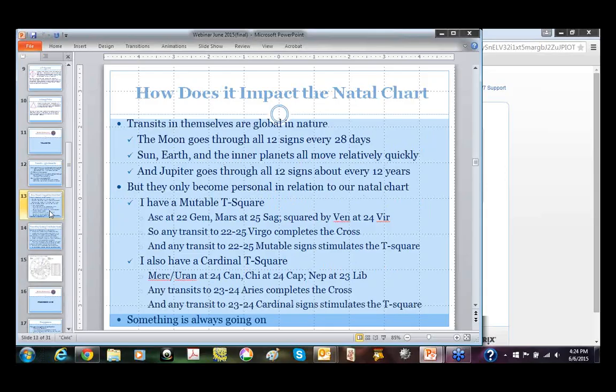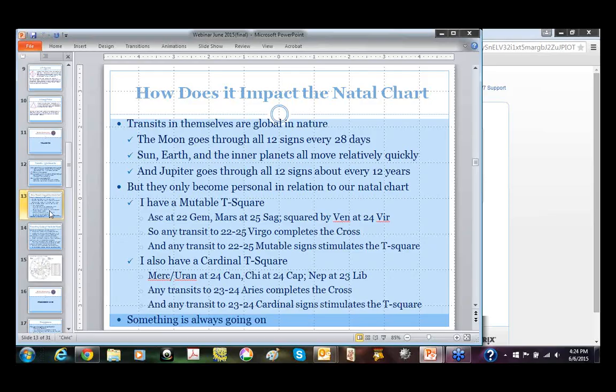Okay, so those transits, they are global in nature. That's what's happening in the sky tonight. That's what's happening in the life of somebody born today. As I mentioned earlier, the moon goes through all 12 signs every month. Sun and Earth move quickly. Jupiter goes around in 12 years. But it's only important to us in relation to what they're doing to our natal chart. How are they pinging things in our natal chart? I'm going to use my own chart as an example.